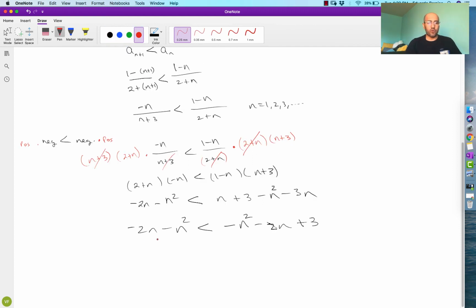Okay, so I can always add 2n to this side plus 2n to that side. And I can always add or subtract a positive or negative number and maintain the inequality, right? We only change the direction of the inequality whenever we multiply or divide by a negative number, which we're clearly not doing here. We can also add n squared to both sides, and we end up with 0 is less than, now these cancel, and these cancel, to get that 3 is greater than 0, which is always true.